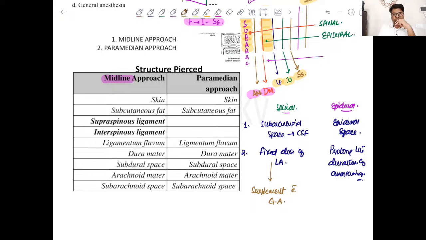But in cases of epidural, we can simply inject the agent through the epidural catheter, and there is no need of giving supplemental GA because we can prolong the duration of anesthesia by the epidural route. So the epidural route gives us this advantage that we can prolong the duration of surgery by giving the anesthetic agent through the catheter. Okay, so there is a catheter in the epidural space.